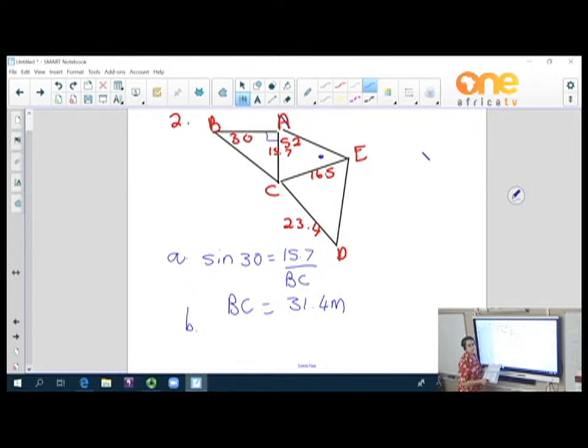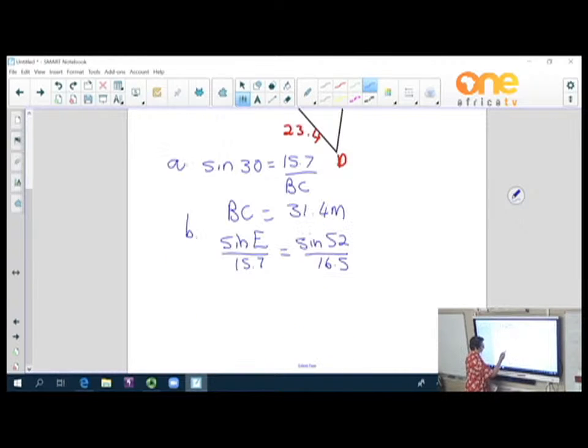And show that. You may not start with that. A show that question means you have to get the answer. Using the sine rule, it will be sine E over, which side is opposite this one? 15.7 is then sine 52 over 16.5. Then we cross multiply.